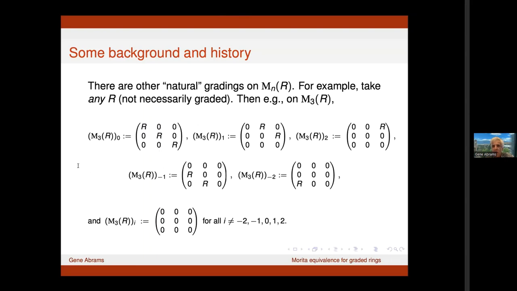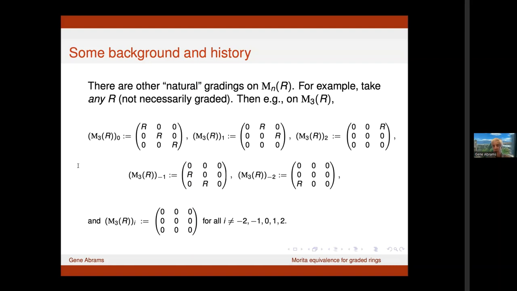Right, so it's this same idea. Just because you give me a grading on a ring and there seems to be a natural one, I can always change the grading. For example, on the 3x3 matrix ring over a ring R, not necessarily graded, I can write down a grading on the 3x3 matrices that has nothing to do with any sort of grading, or think a grading that comes from the description of the matrices.